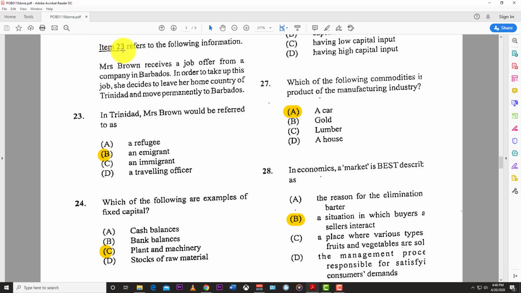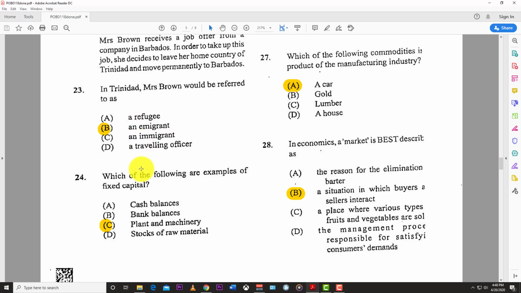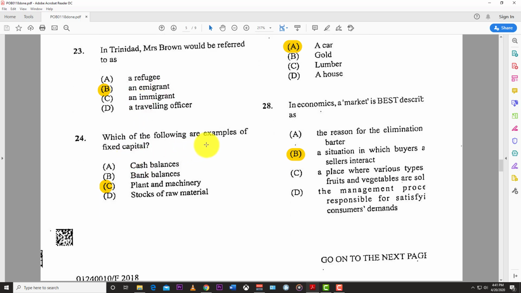23 refers to the following information. Miss Brown received a job offer from a company in Barbados. In order to take up this job, she decides to leave her home country of Trinidad and move permanently to Barbados. In Trinidad, Miss Brown is referred to as an immigrant. Okay, in Trinidad, they're going to call her an immigrant because she came from somewhere. Number 24, which are the following are examples of fixed capital, and the best answer here is plant and machinery.